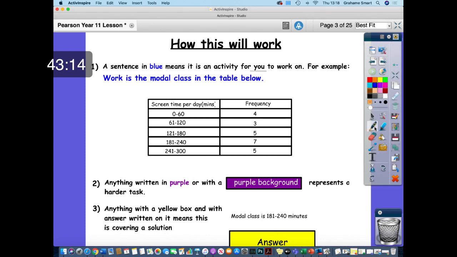And the reason for that is that in the frequency column, 7 is the biggest number, and that 7 is 7 people with a screen time of 181 to 240 minutes. So the modal class is 181 to 240 minutes.